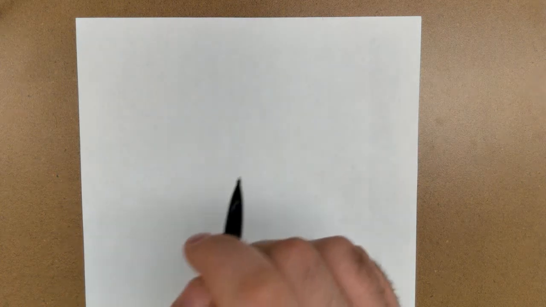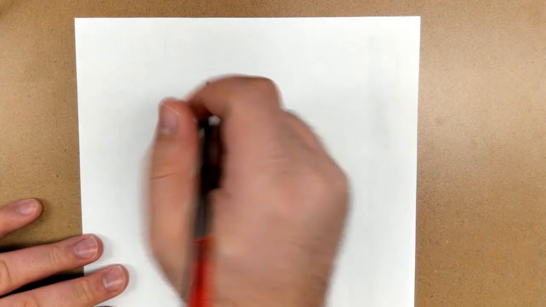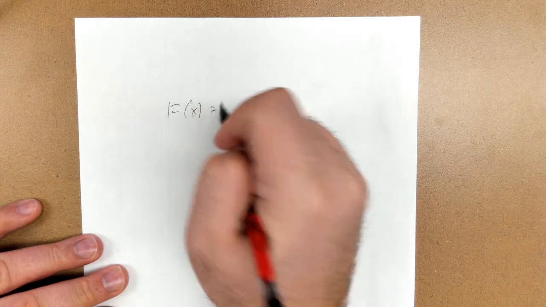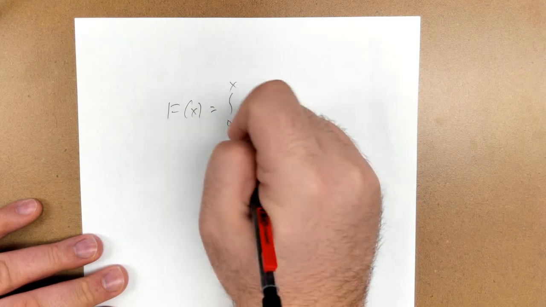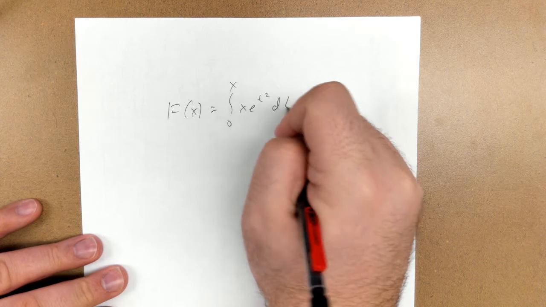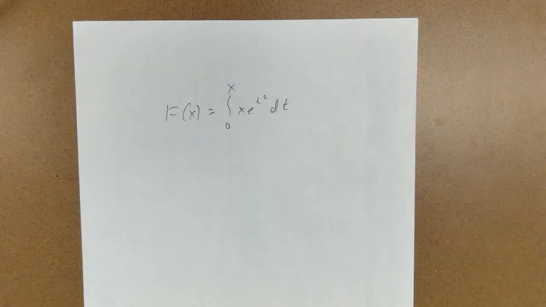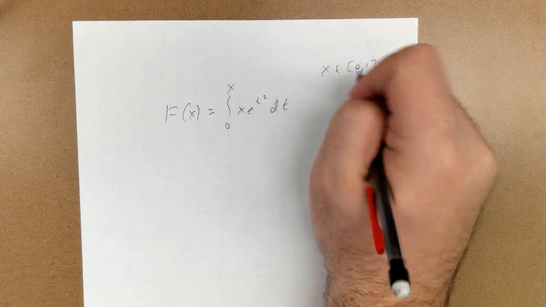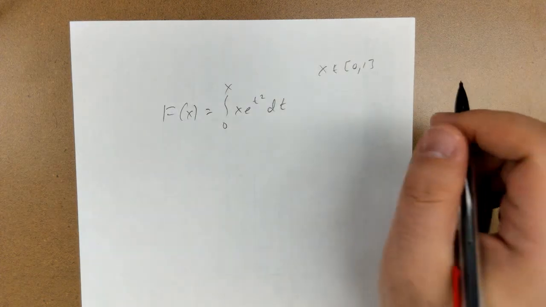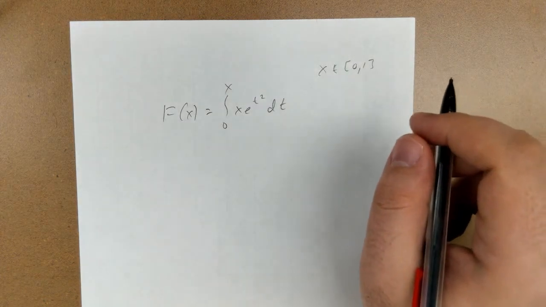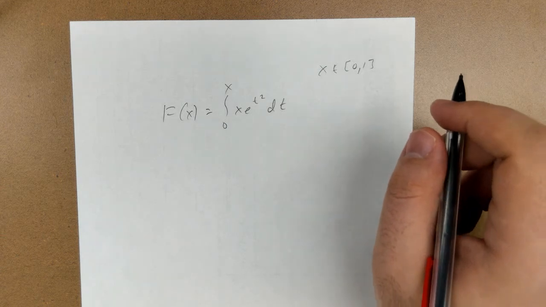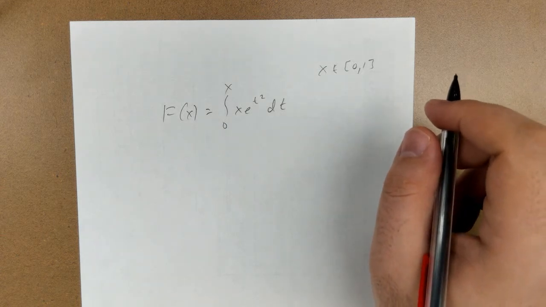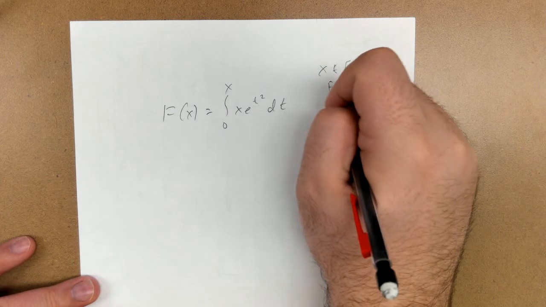Now you need to do this again, but you have a new function. It says be careful: the integral from 0 to x of x e to the t squared. It says find the derivative, and x is in (0, 1), if that matters. The hint says do not just make it x e to the x squared. It also says find the first derivative, but it says find the second derivative.